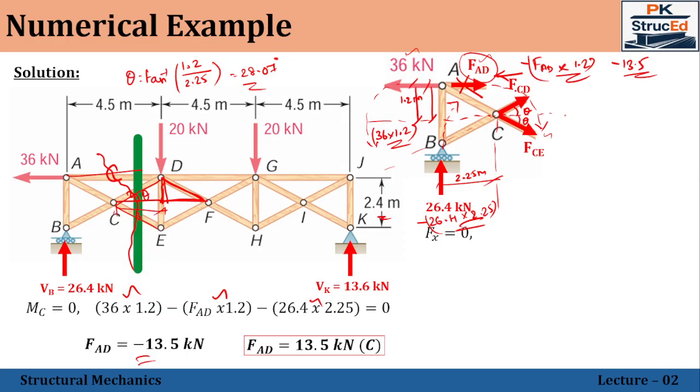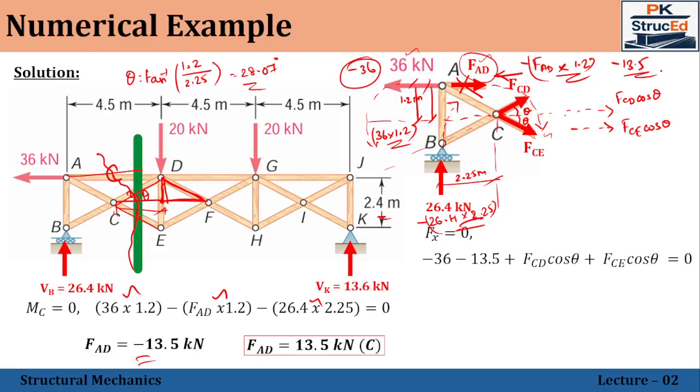Now moving on, this FCD will be acting in this direction, that is FCD cos theta, positive. Similarly, resolving this FCE along the x-axis, that is also acting towards the right side direction, that is FCE cos theta. This will not create any moment, whereas this one is a left side one, so minus 36 has been taken. So minus 36 and then minus 13.5 plus FCD cos theta plus FCE cos theta will be equal to 0. Now you can see that we have two unknowns and we can't solve, so keep it as such.